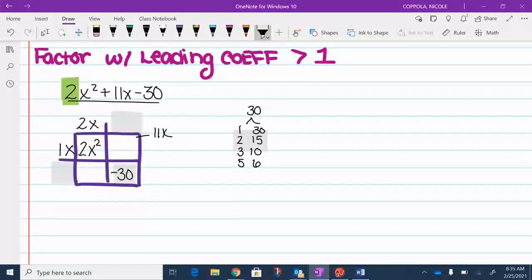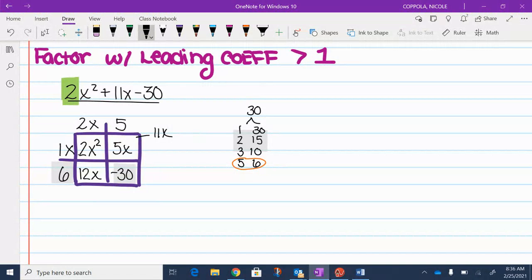Now I have to decide what I'm going to put in these boxes. I'm just going to start with the 5 and the 6. I already told you that you cannot put an even number next to an even number, so I will not put a 6 there. I'm going to put a 5. If I put a 5 here, that means a 6 is going to go here. Now I just have to fill in the boxes. 6 times 2x is 12x. 5 times 1x is 5x.